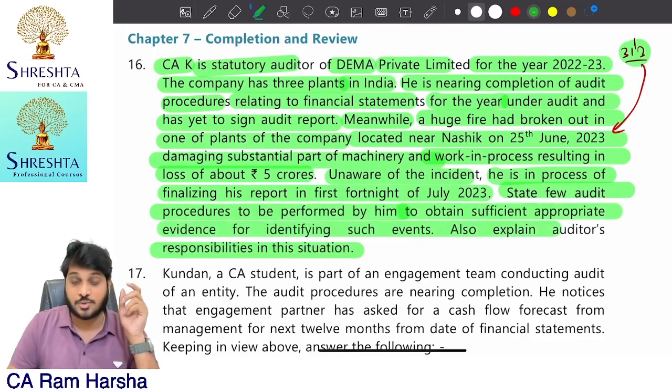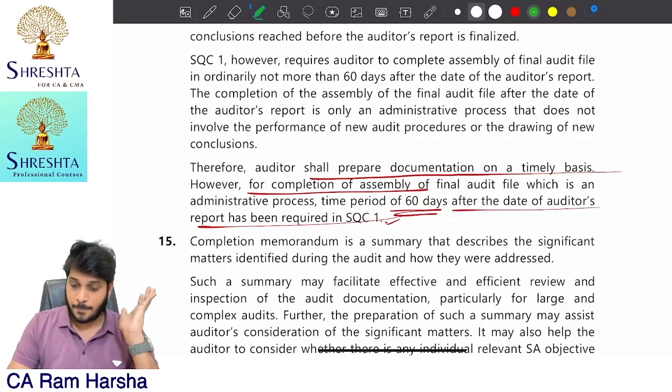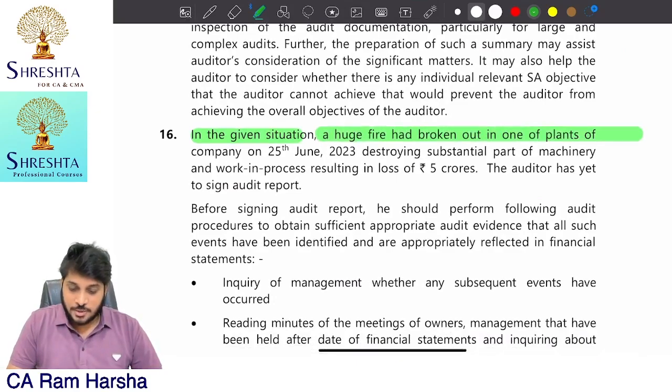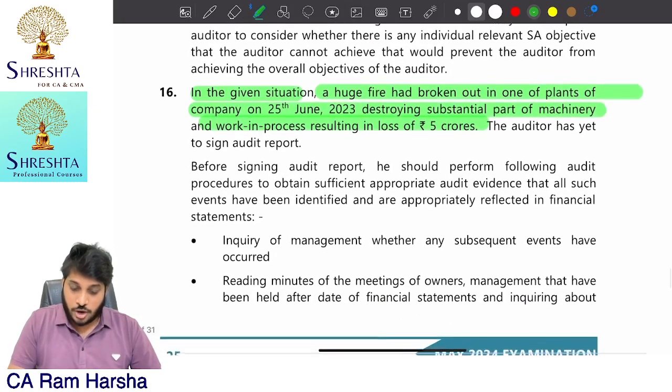Also explain audit responsibility in this situation. In this situation, the auditor may have to disclose the impact. That's it. It's a non-adjusting event. In the given situation, a huge fire has broken out, destroying assets. So the auditor has yet to sign.